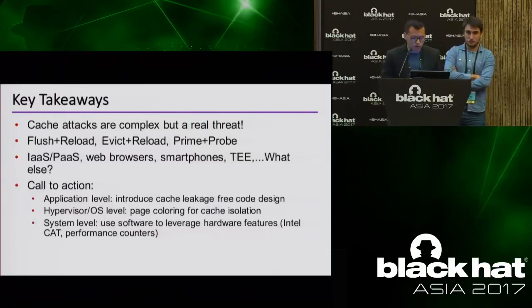So just to recap, the countermeasures that we talked about: at the application level, you can introduce leakage-free code design. And you can also do page coloring for cache isolation at the operating system or hypervisor level. And at the system level, you can use the operating system or hypervisor to leverage new hardware features such as Intel CAT or the performance counters. And with that, I thank everybody for attending our talk, and we're ready for questions.